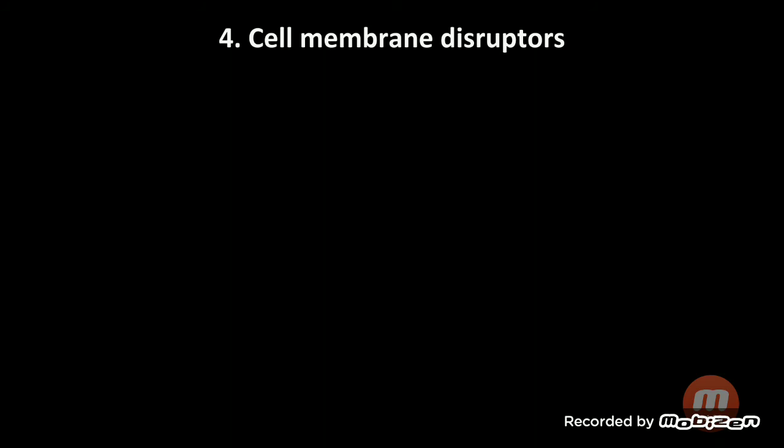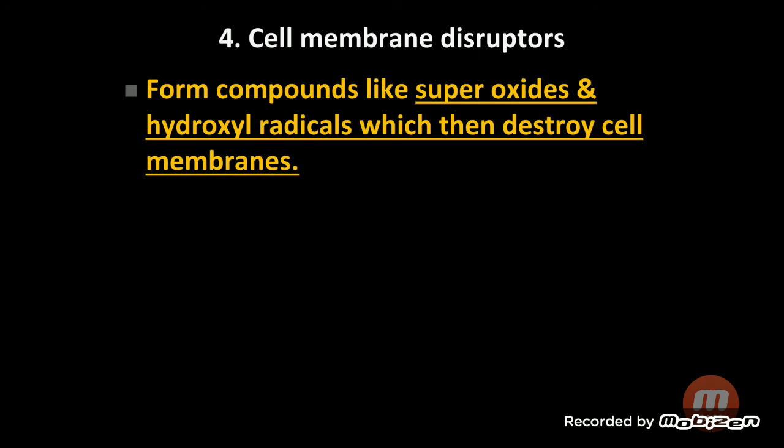Cell membrane disruptors. Already established plants are there. So, we are applying on the foliage of these plants or weeds, and we are disrupting the membranes. These herbicides, when absorbed, form toxic compounds like superoxides and hydroxyl radicals, which then destroy the cell membranes.